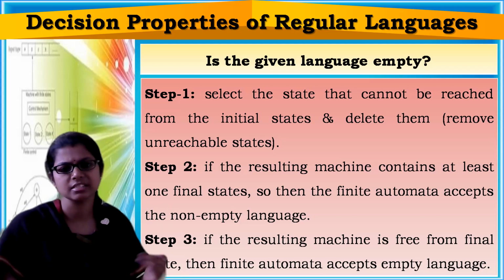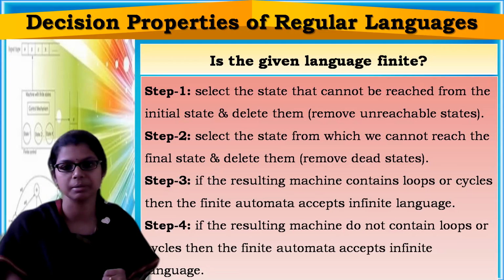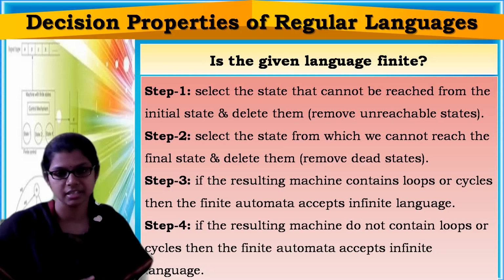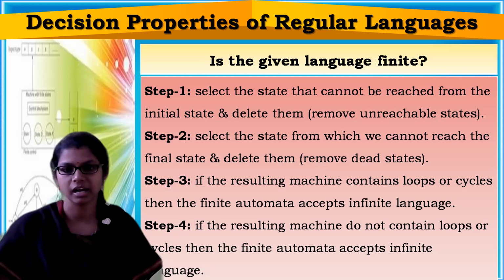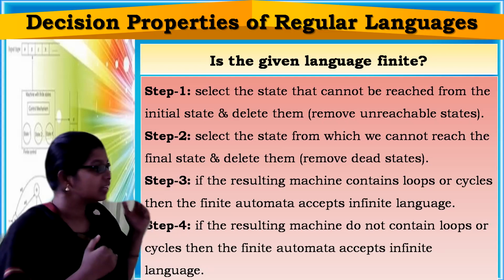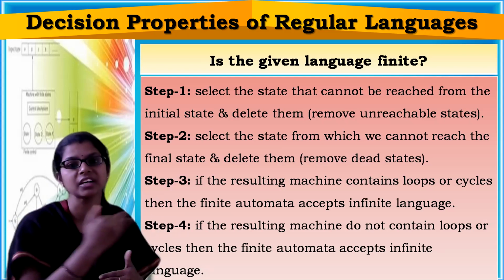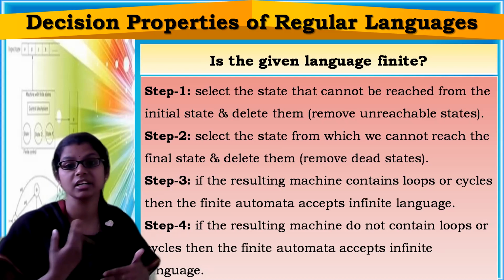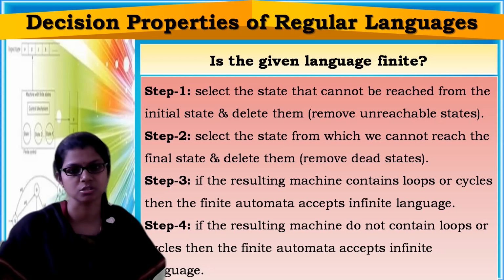Now, what is the next question? Is the given language finite or not? Let us see. First step, the same step that we used for emptiness: select the states that cannot be reached from the initial state and remove them. Unreachable states are removed. Next, select the states from which we cannot reach the final states. The states from which we cannot reach the final states are called dead states. So let's select them and remove them also.